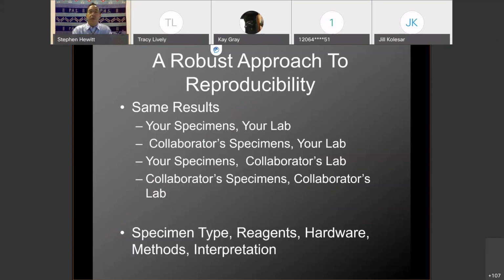A simple metric that one should consider immediately is performing the assay in your lab with your samples, collaborator specimens in your lab, send your specimens to his lab, and then cross them back over. This really helps you address all of those issues of reagent type, specimen type, reagents, hardware, methods, and interpretation. And I'm not going to tell you that this will clean up every assay, but it removes probably 75% of headaches in the early phases of clinical trials.